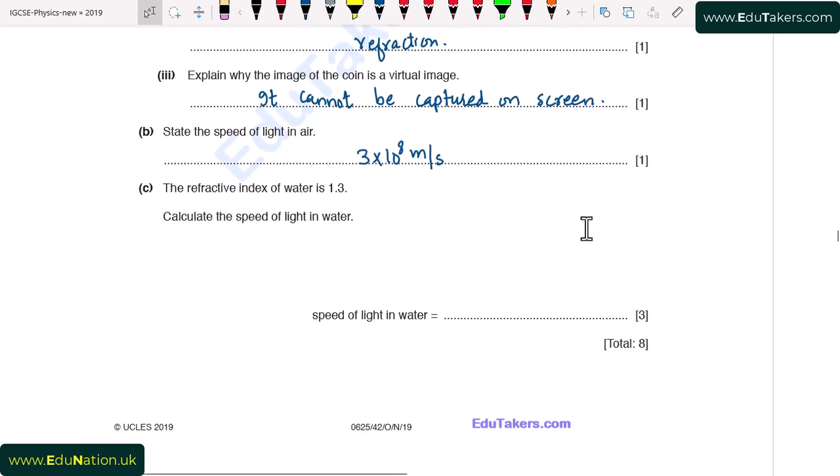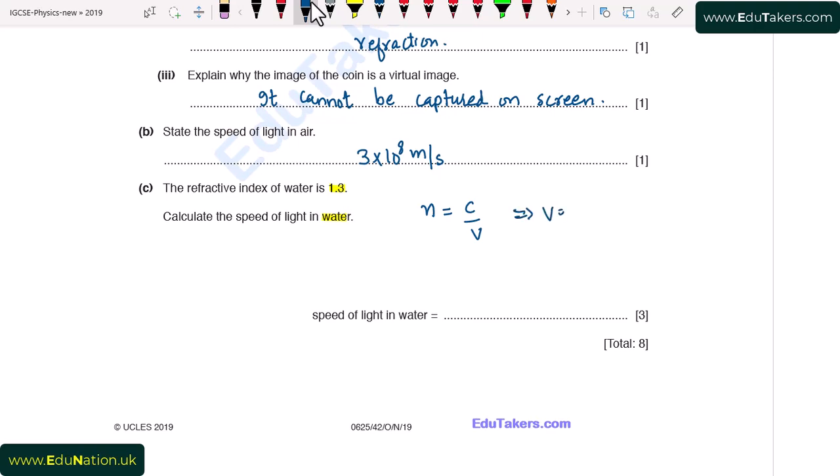Part C. The refractive index of water is 1.3. Calculate the speed of light in water. Refractive index is given and we have to calculate the speed of light in water. We know that the refractive index is represented by n and it is the ratio C over V, where C is the speed of light in vacuum and V is the speed of light in any medium. In our case, the medium is water. So here we have to calculate the value of V.